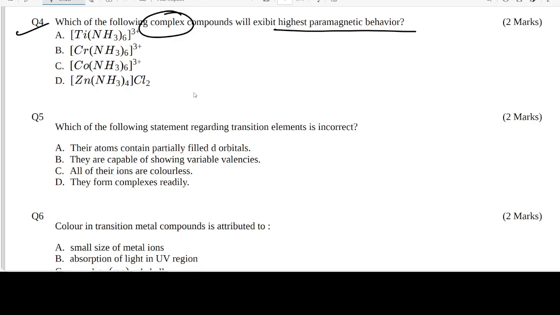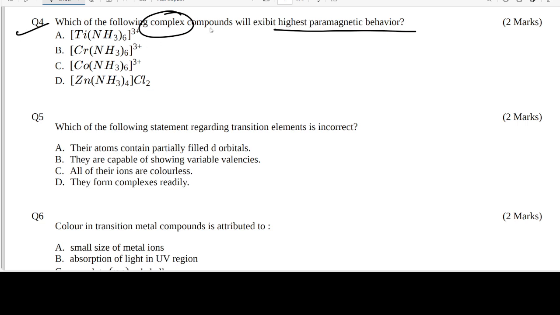If the species have unpaired d electrons, then we can say that it is paramagnetic, and if it does not have unpaired electrons, then it will be diamagnetic. It will not be a paramagnetic species. So how do we understand these kinds of complex compounds? Firstly, just write their normal electronic configurations, and just focus on the center metal atom.